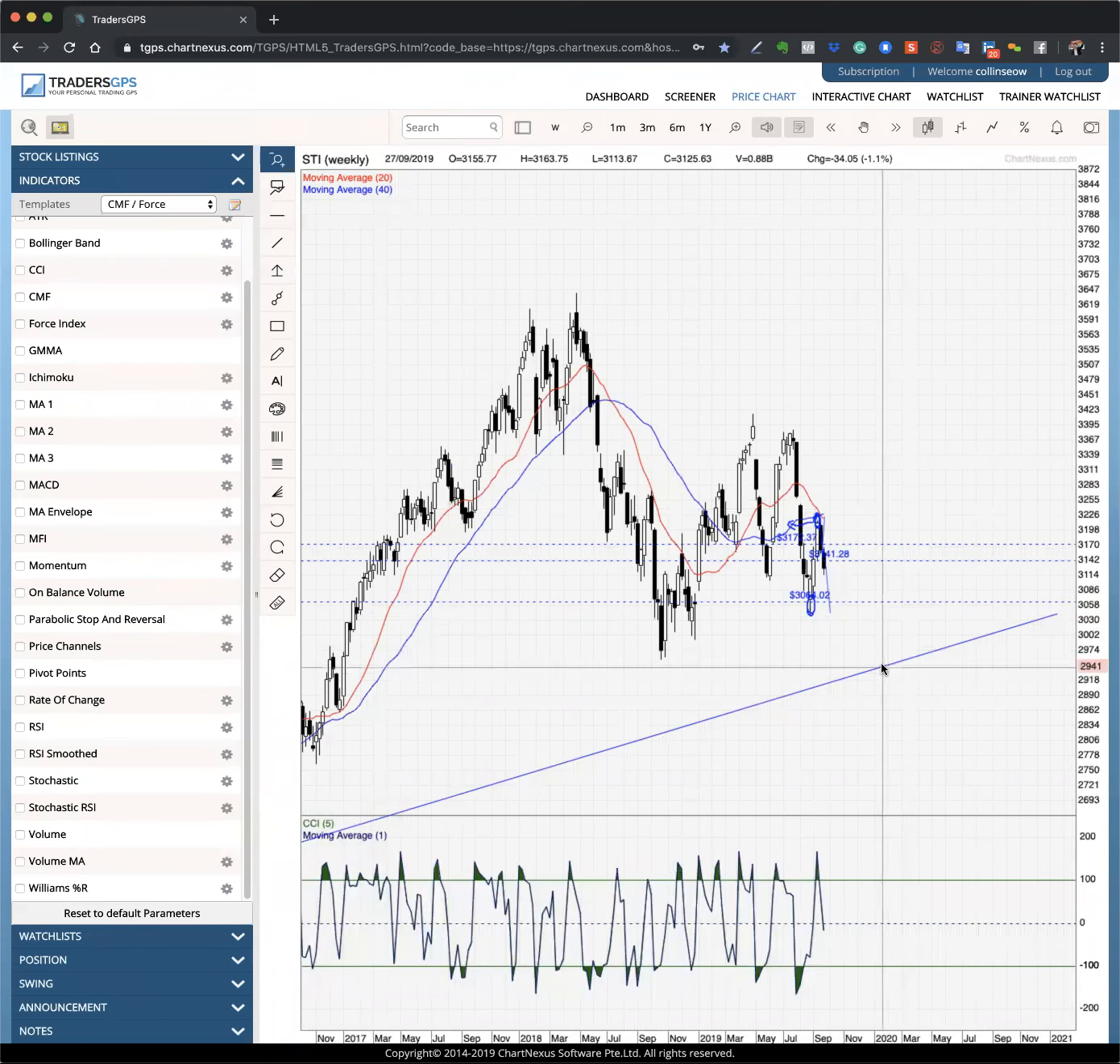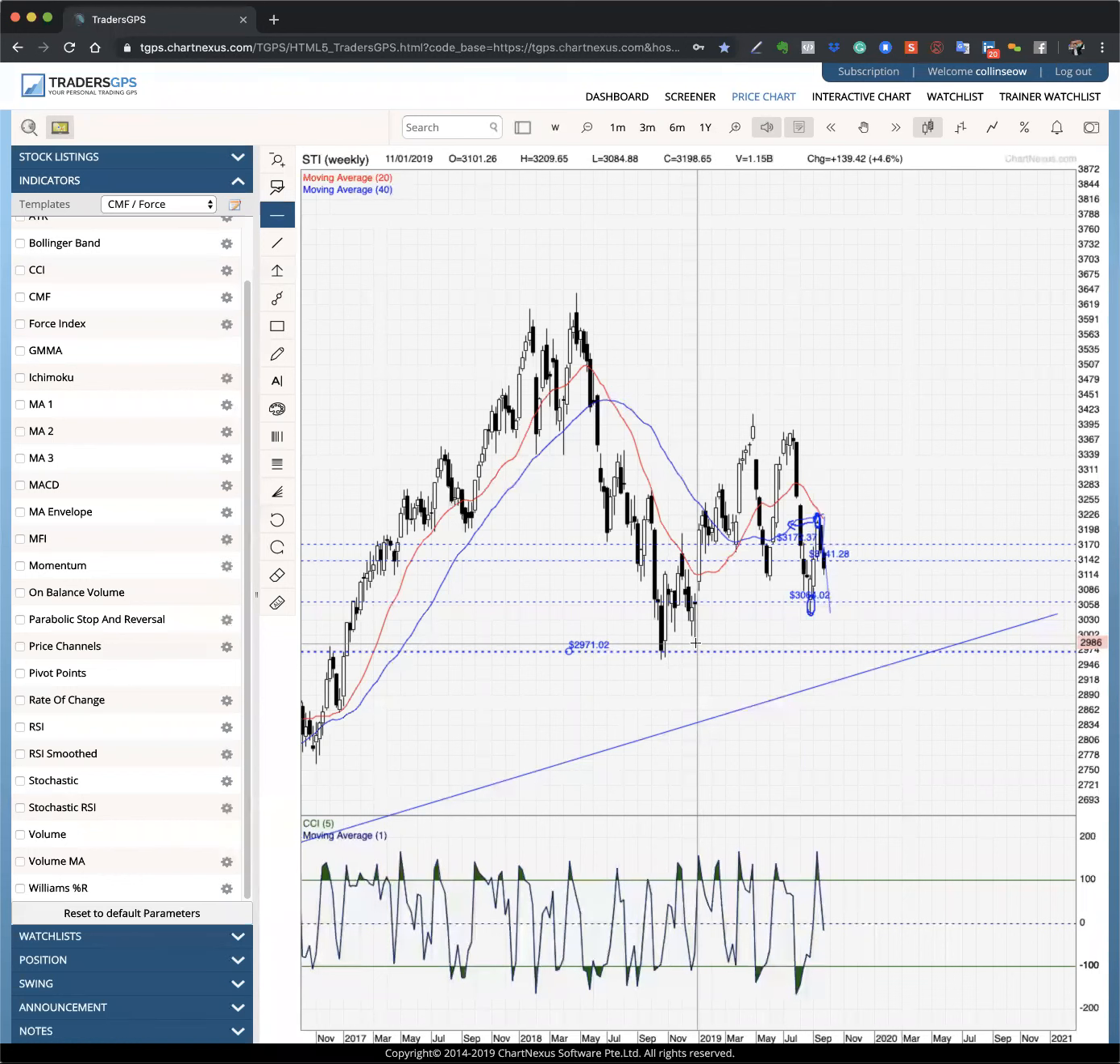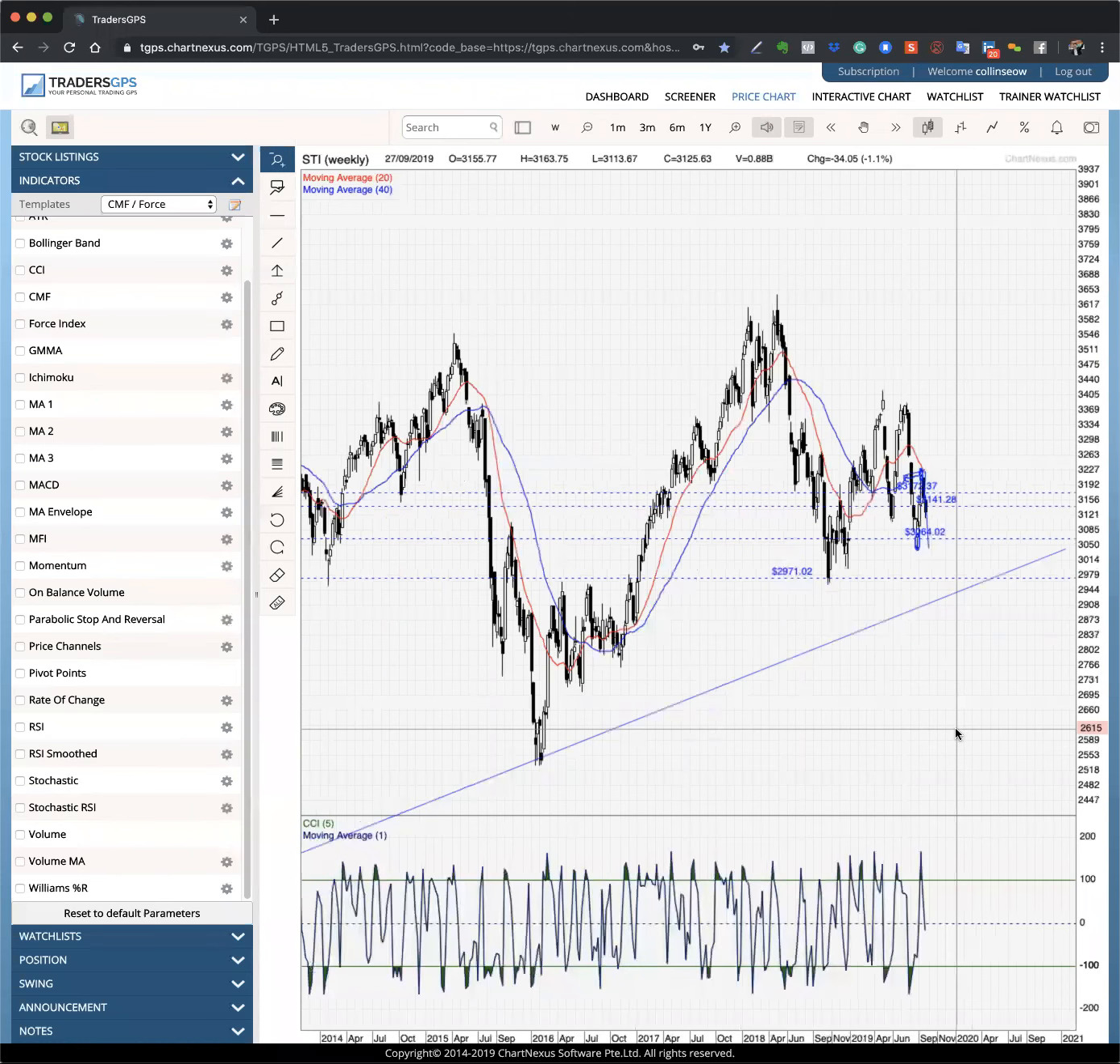There's one level here. I think the next level is maybe around the December low, last year's December low, the end of December low. So this area I think is a good level to get in for a long-term buy.